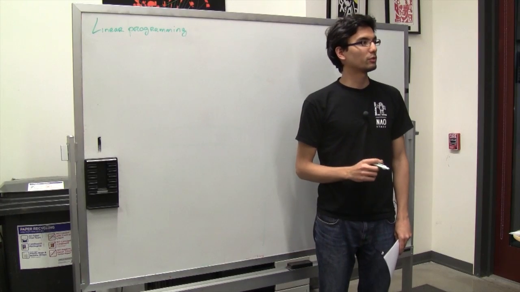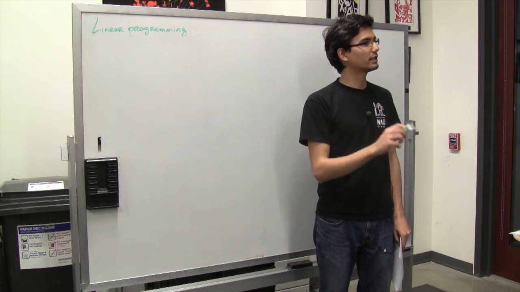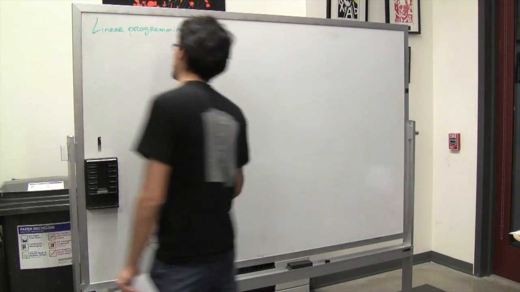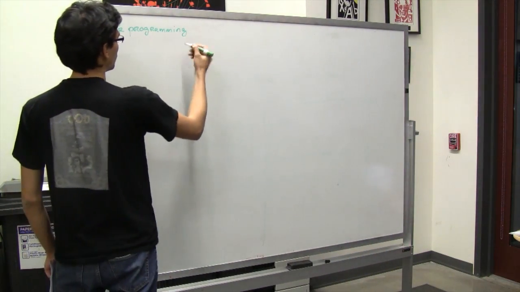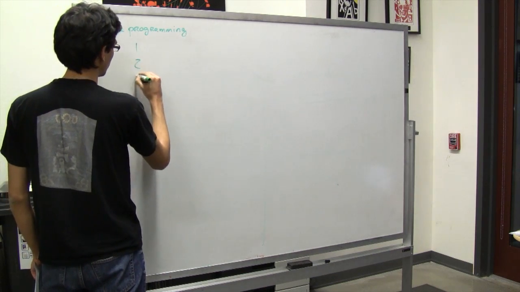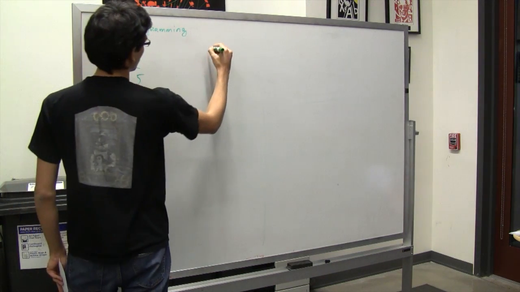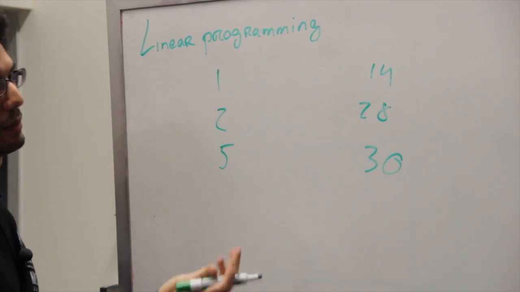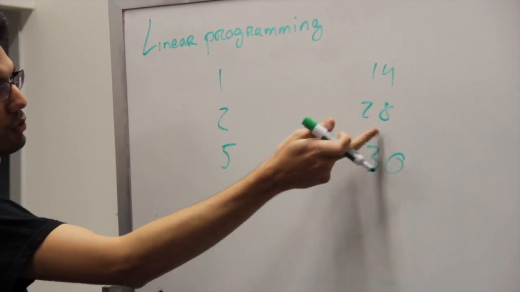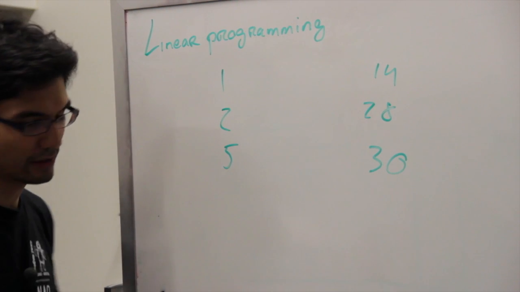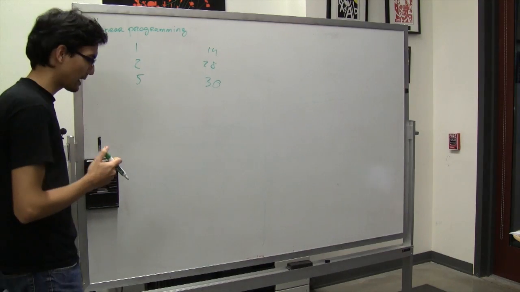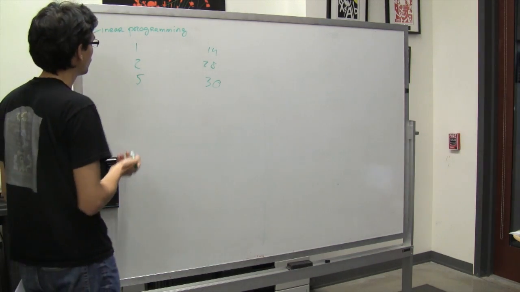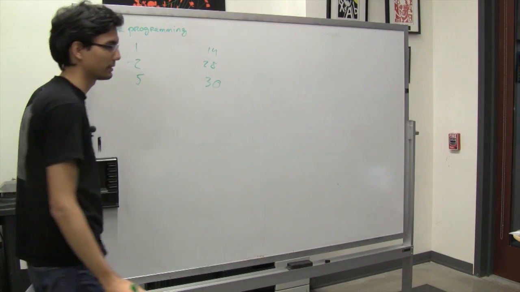Okay, so this part will be pretty short. First of all, I had something to say about the ratio. As you remember, if this is the column of the pivot and these are the values, I told you to pick the one with the minimum ratio between 14 divided by 1, 20 divided by 2, and 30 divided by 5. And the question was, for example, what happens if I have a minus here?